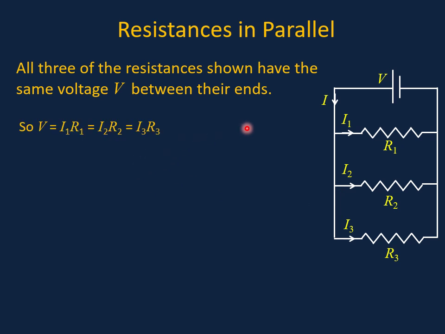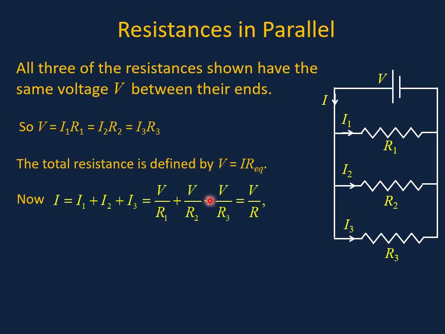Now, however, the voltage drop across these resistors is the same because they're all connected to the same battery. So we can write down this relation that V equals I1 R1 equals I2 R2 equals I3 R3. And again, we'll define the equivalent resistance. Suppose we want to replace all of these three resistors with one resistor, which we call R equivalent. What would it be? Now, we can state I equals I1 plus I2 plus I3 and substitute for the individual currents from this equation over here.